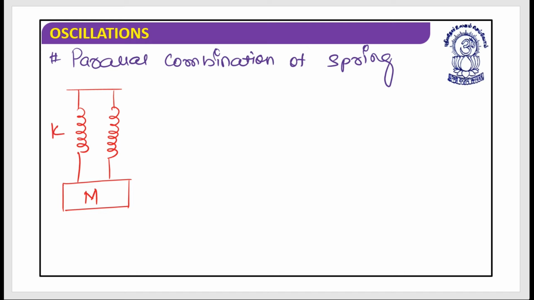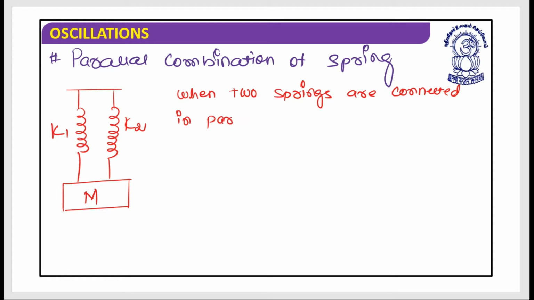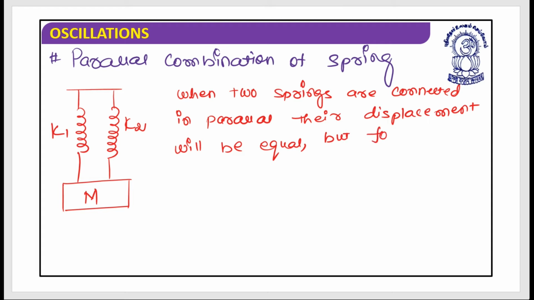This is M, this is K1, this is K2. So this is the situation, and when two springs are connected in parallel, their displacement will be equal, but the force acting on it will be different.